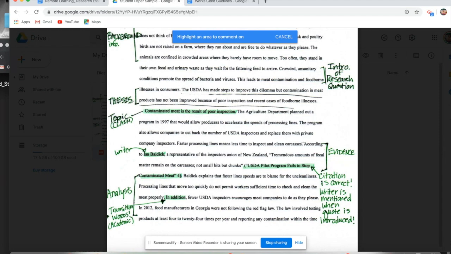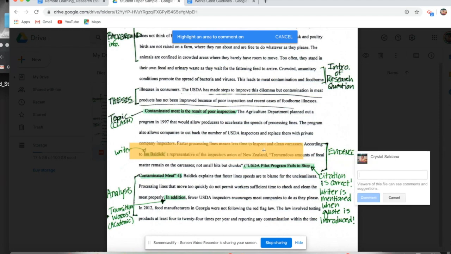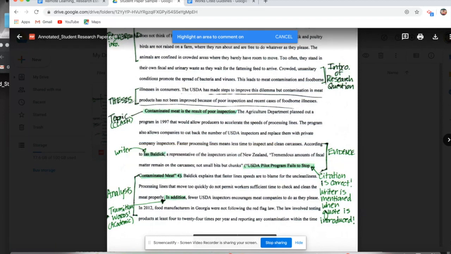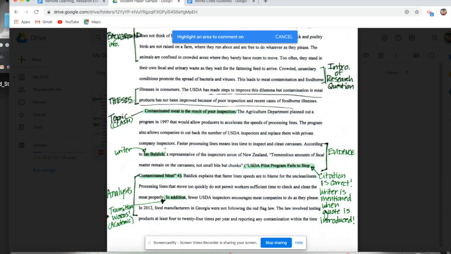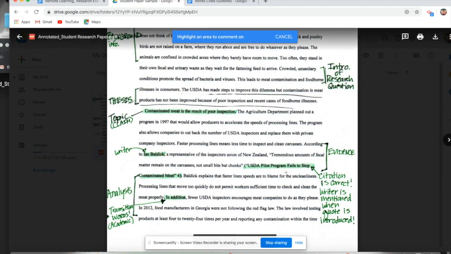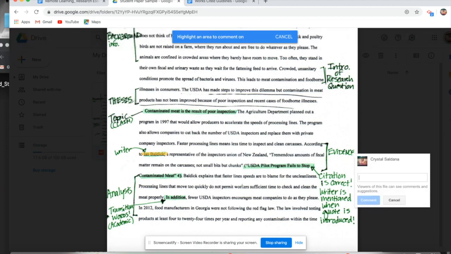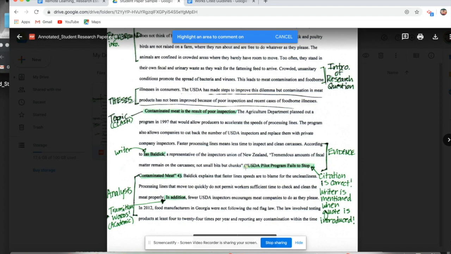And notice how well she cites. According to Ian Baldwick, a representative and inspectors. Oh my goodness, it's so well done. She mentions the writer here. That's one way to do it. Okay. I noticed that some people, like, you mentioned the writer in the beginning and then you put it again in the parentheses. Don't do that. If you mention the writer here, like she did it, there's no need to put the writer in parentheses.